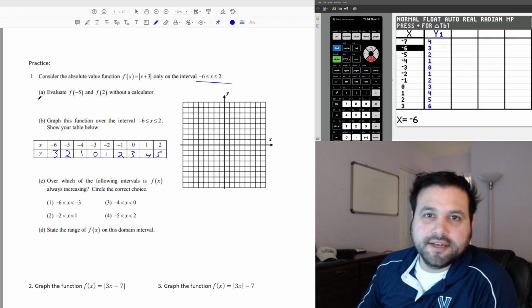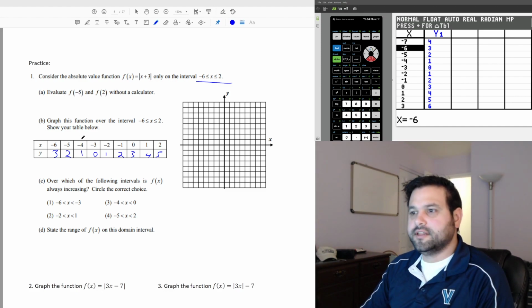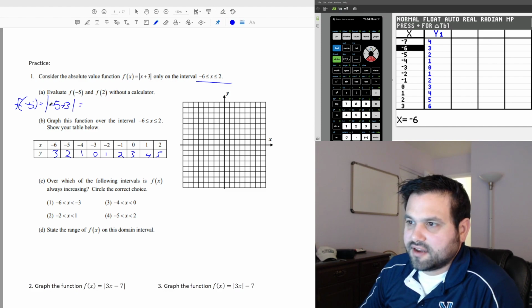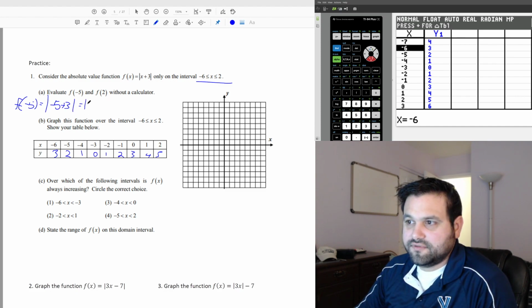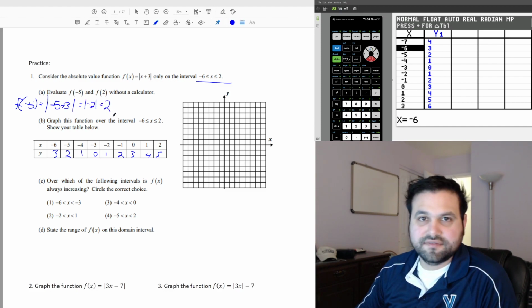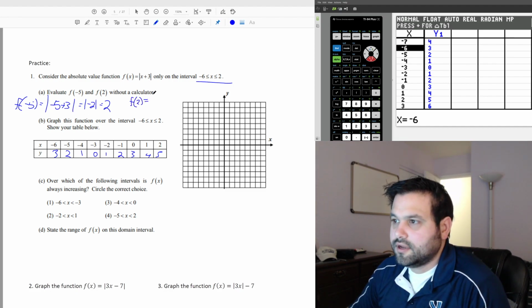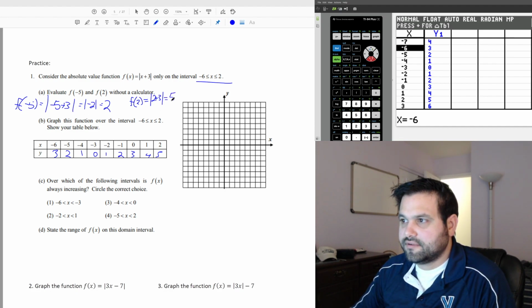Oh, I should probably do part A too. Evaluate f of -5 and f of 2 without a calculator. Whoops, let's pretend I didn't do the calculator part first. So f of -5. F of -5 equals the absolute value of -5 plus 3. Right? So I just plug -5 in. Well, what's -5 plus 3? That's negative 2. So what's the absolute value of negative 2? Positive 2. F of 2 means plug 2 in. So the absolute value of 2 plus 3. What's 2 plus 3? 5. Absolute value 5 is 5.